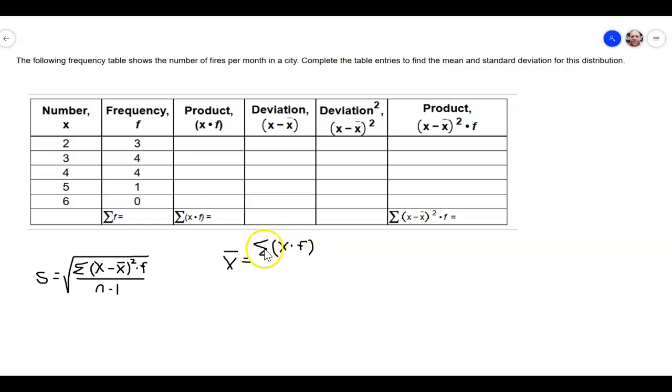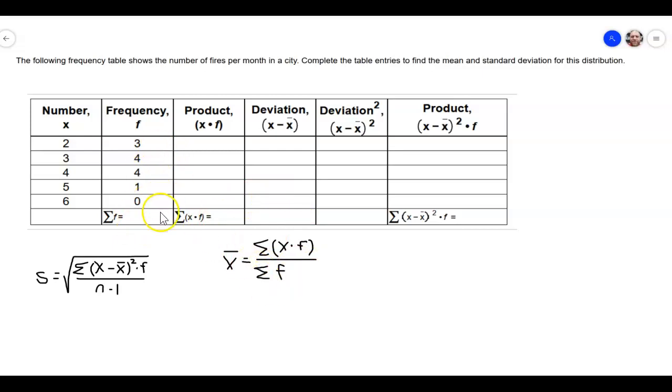So you're going to take each data value, multiply it by its frequency, and then, this is the summation symbol, that means you're going to sum all of those together, and then finally we're going to divide by all of those frequencies, right? Because that's going to be the total number of data values that we have, the sum of all of those frequencies. All right, so this is how we find it.